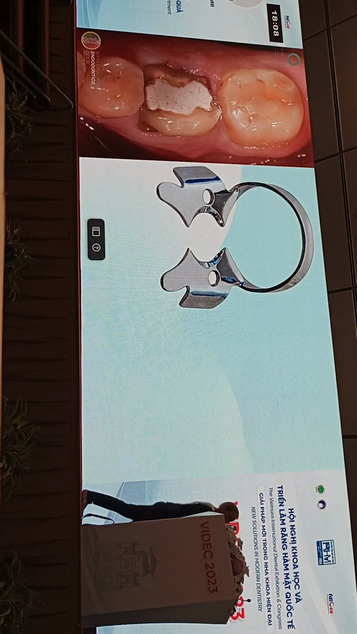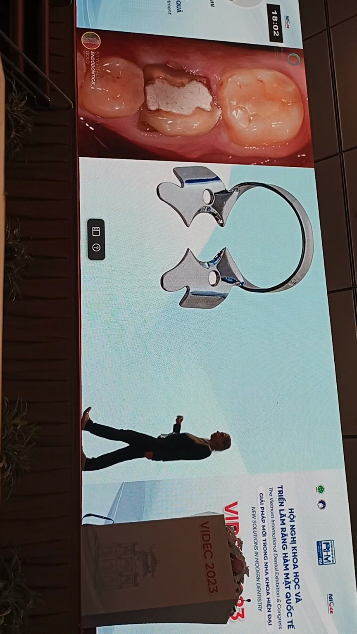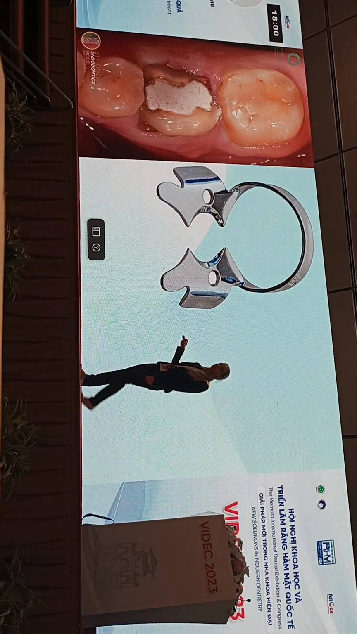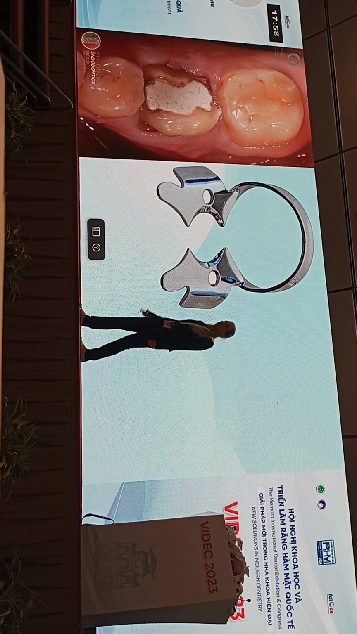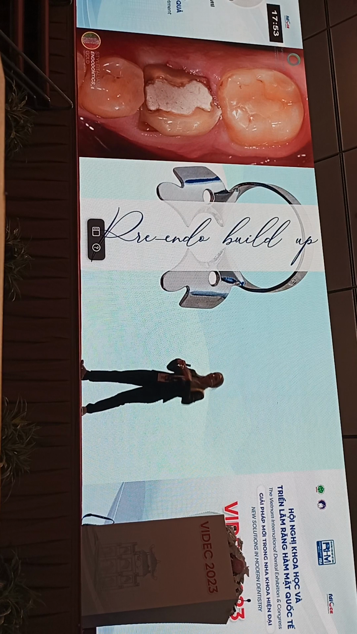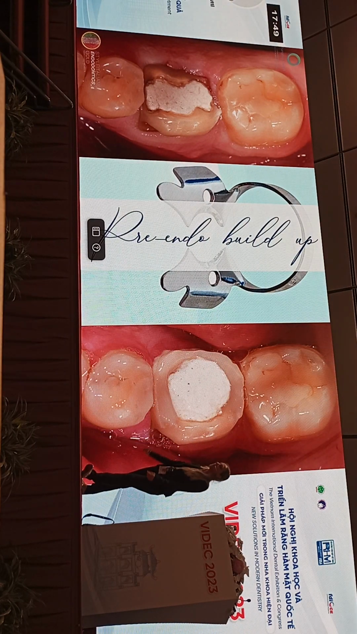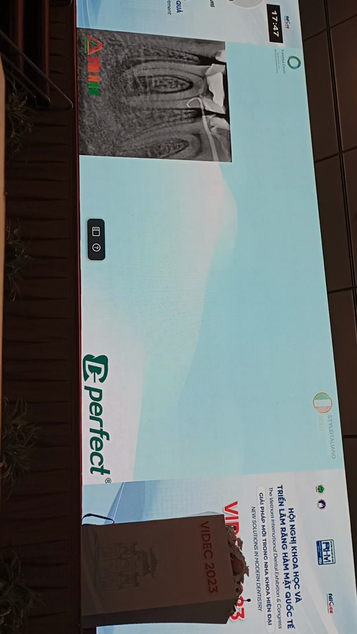These are the situations in which I do a pre-endodontic build-up, when there is no tooth left, because I also evaluate if the tooth is restorable or not. If the tooth is not restorable, I extract it. If the tooth is restorable, as in this case, I open a flap, I put my matrix, rubber dam, pre-endo build-up, and then in a second appointment, I do the endodontic treatment.